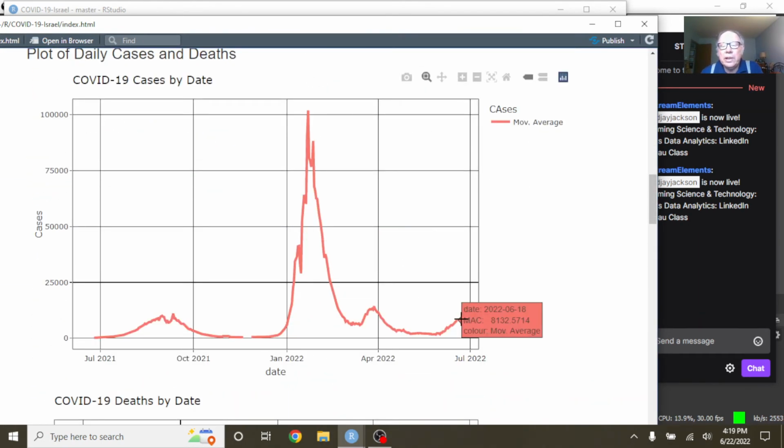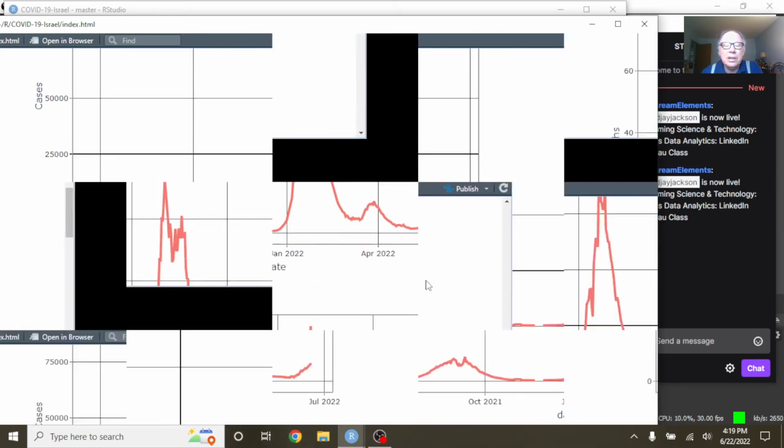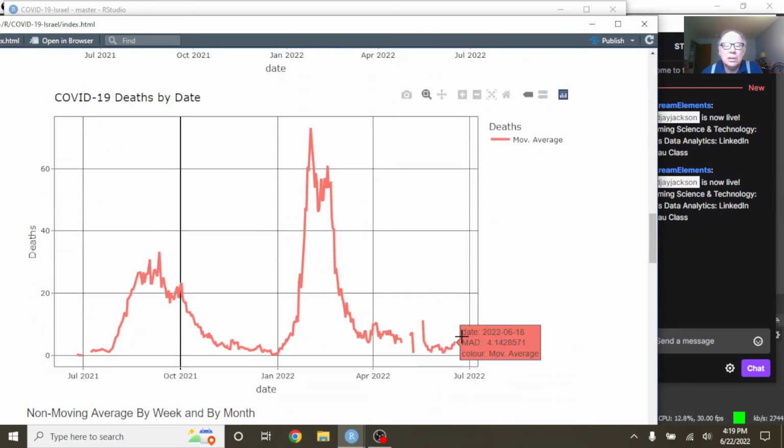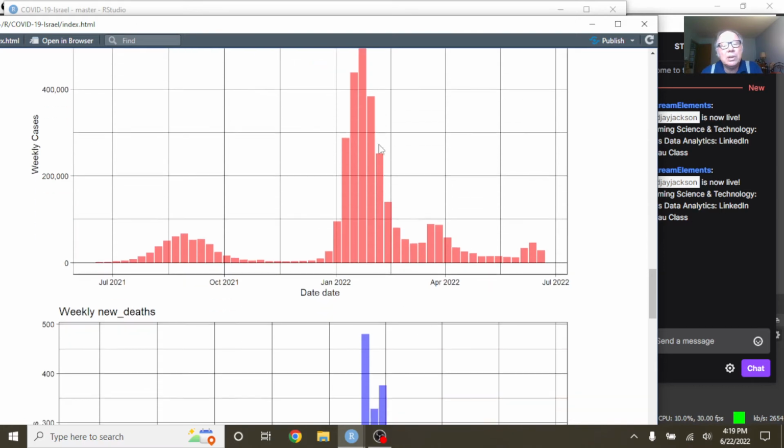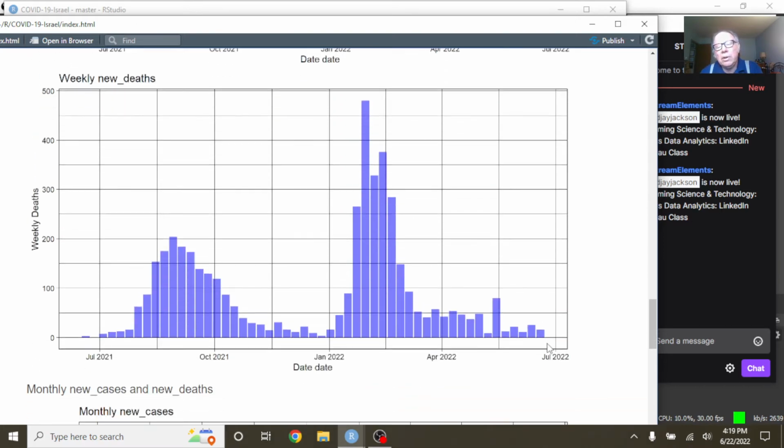Israel is currently averaging 8,132 cases per day and 4.1 deaths per day on average. Over the last 3 weeks, we have seen a bit of an increase. Hopefully, this is just a little speed bump, not a beginning of a new trend in Israel. And overall, you can see that the weekly deaths have been pretty low here because this line right here is 50. So this is about 25 deaths per week.